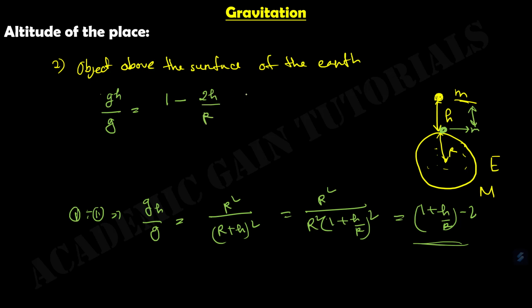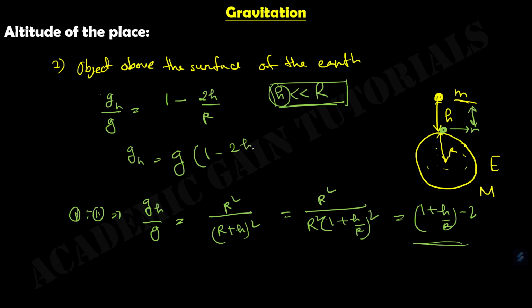We will not consider the higher terms of this expansion, because we know h will always be less than R. So h is very small compared to R, and in this case we don't consider the third, fourth, fifth terms of the expansion. So we only consider this part. Then we'll get g of h equals g into (1 minus 2h by R).